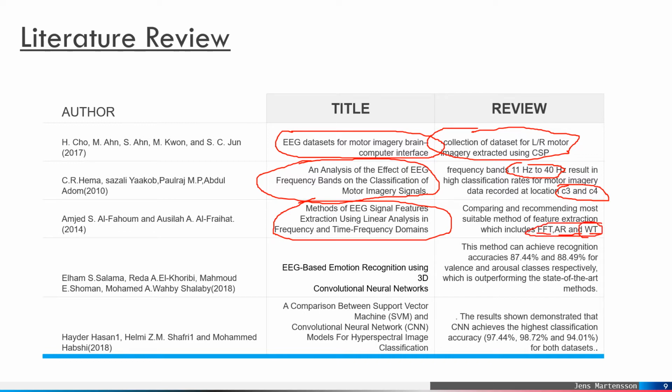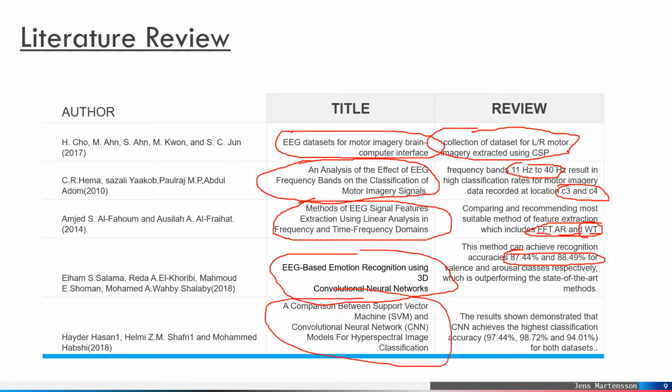Next we have methods of signal feature extraction using these methods, which are fast Fourier transform, AR, and wavelet transform. From here we learned that wavelet transform is pretty effective, and we've chosen to go with that. Next we have EEG-based emotion recognition. Here we learned that 3D CCN is pretty effective at classifying non-linear and non-stationary brain functions. And lastly, we have a comparison between support vector machines and 3D CCN.